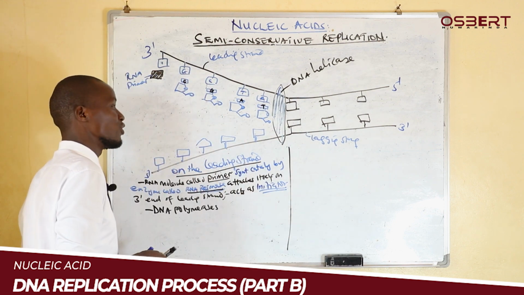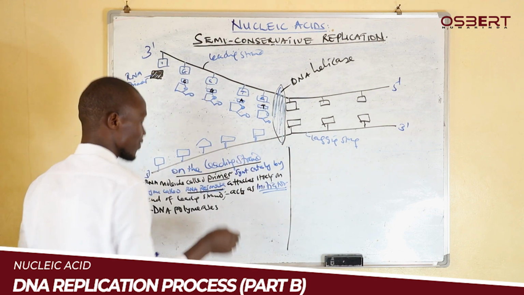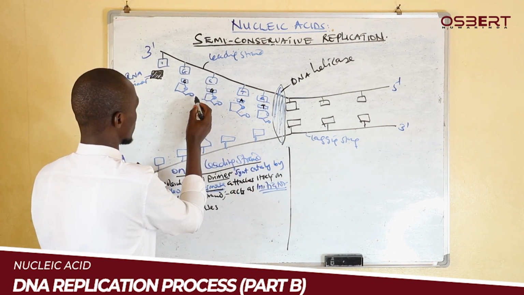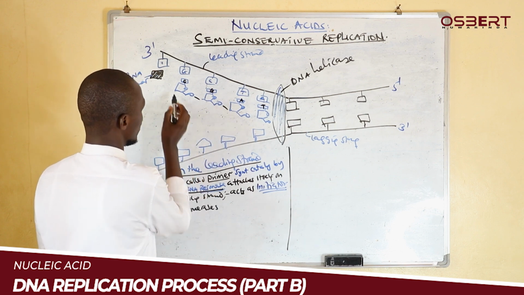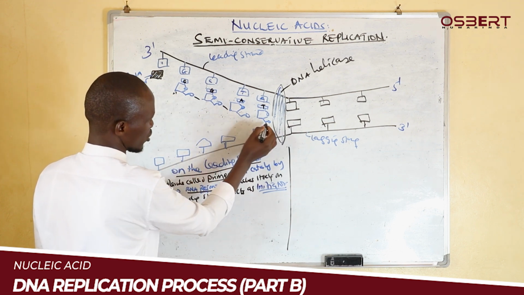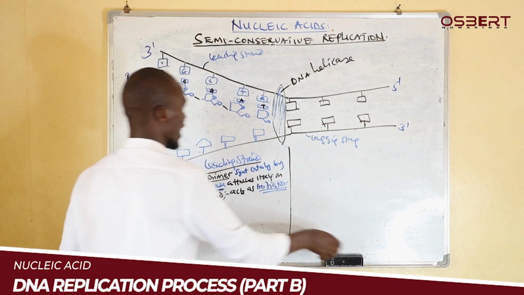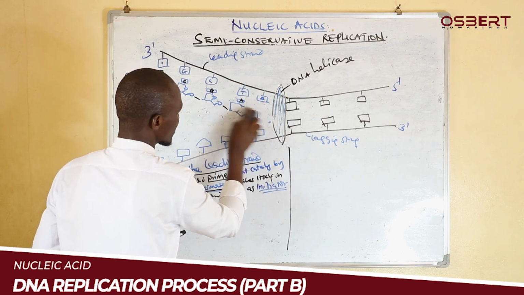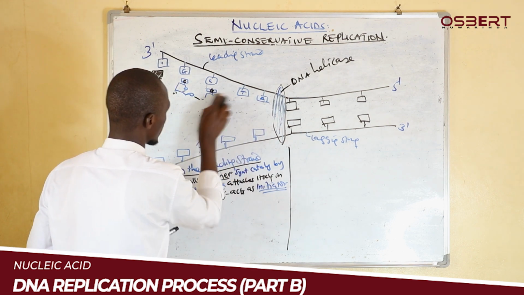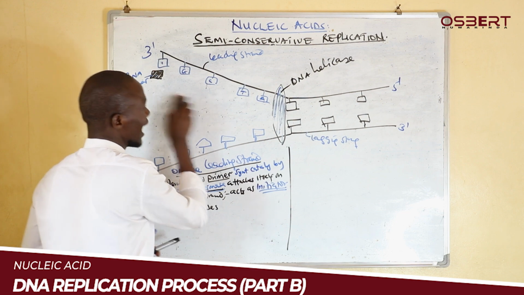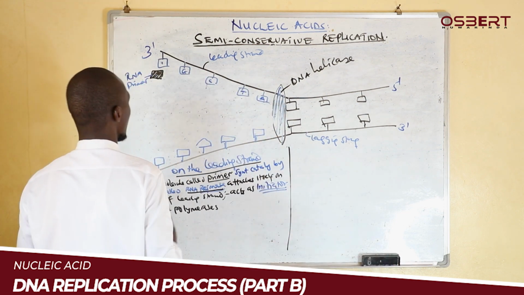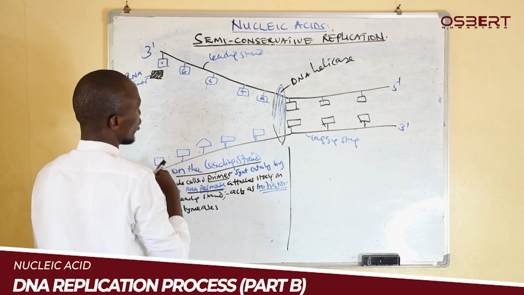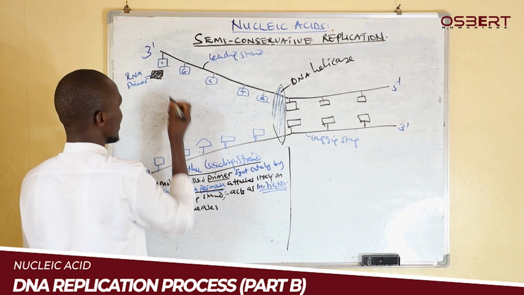And I think from the way I've drawn my things, I need to rub them. The way I've drawn, when you look at them, if I'm to join them like this, you will see that this will be a 3' and this will be a 5'. So it means what I have drawn there is supposed to be the opposite. It means if this is the 3', then these nucleotides which are supposed to be added here, they're supposed to be added in a 5' to 3' direction. So if I'm to put the right thing, I'm supposed to put something which is like this.